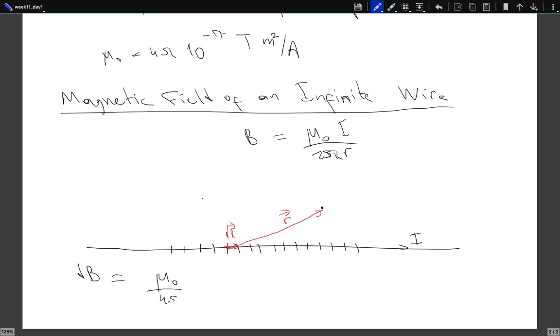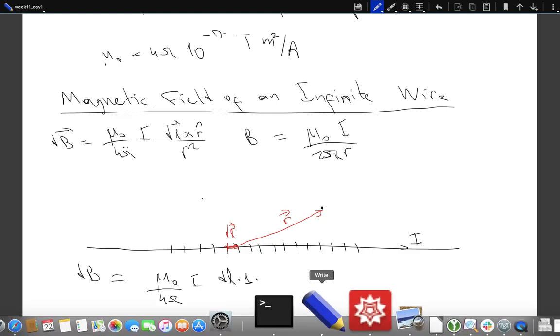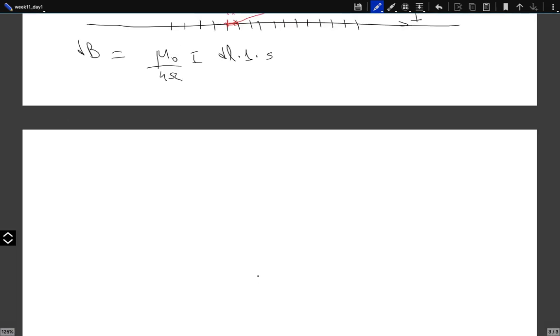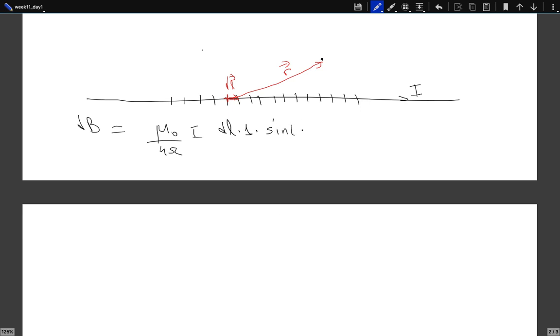Well, the Biot-Savart law tells me that there is this overall coefficient, mu0 over 4 pi. Then we have mu0 over 4 pi I dl cross r hat over r squared, where r hat is the unit vector in the direction of r. What is the magnitude of dl cross r hat? The product of the magnitudes, dl times 1 times sine of the angle between those two vectors, sine theta, where this angle I called theta, divided by r squared.